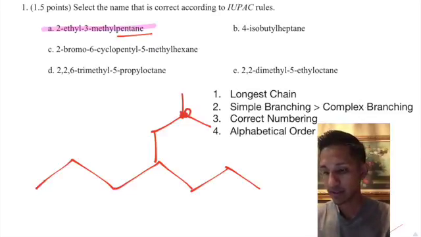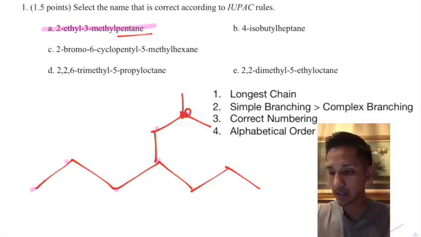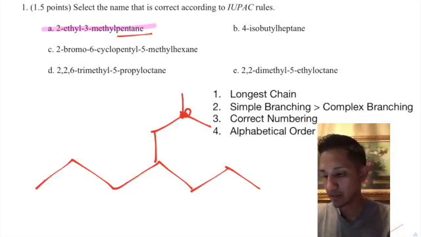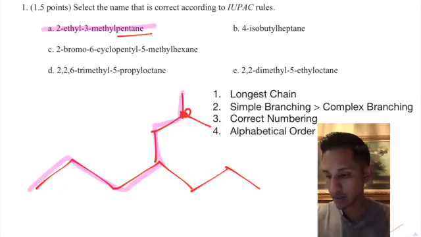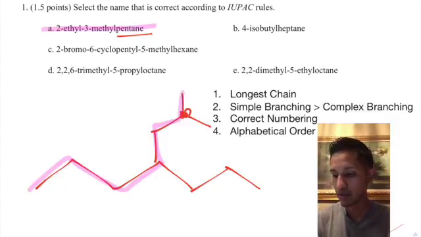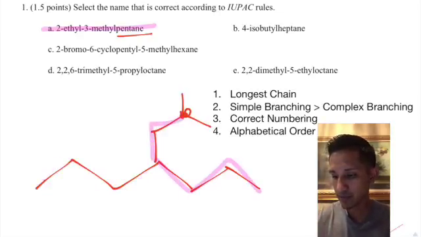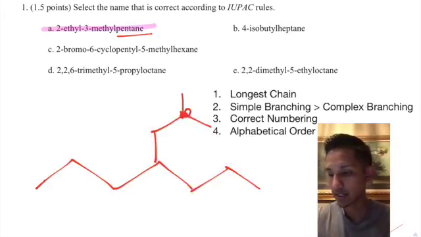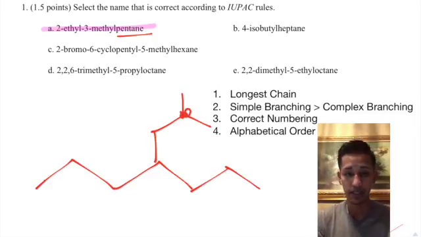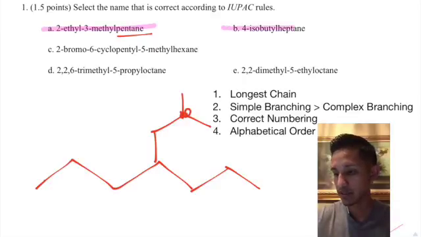Okay, so now looking at this structure, we're going to look for our longest chain. So we've got 1, 2, 3, 4, 5, 6, 7, still a heptane, and if we go the other way, it'll also still be a heptane. But something to notice is that when we go this way, we have a propyl and a methyl rather than an isobutyl. Same thing if we were to go this way. So that is actually not correct. Even though the longest chain is fine, the name goes by complex branching, where instead it should go by the simple branching. So B is out of the picture as well.